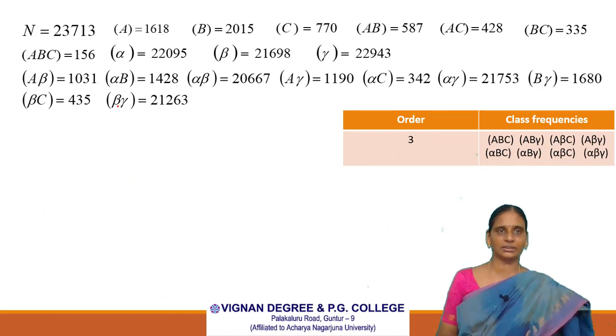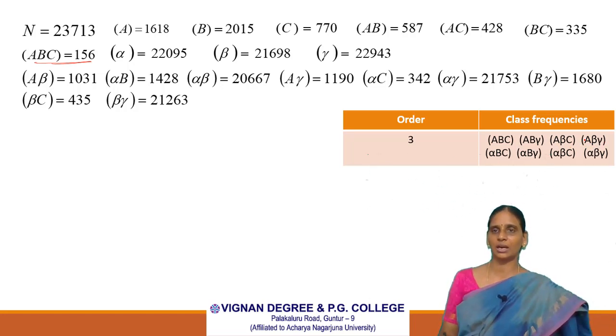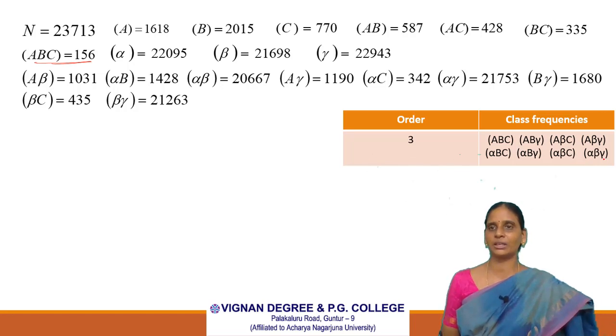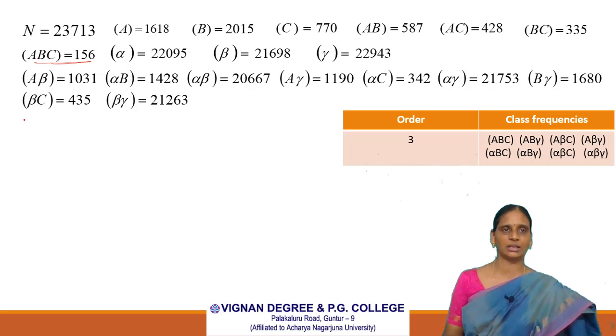Coming to the third order, we are given only one class frequency in the given problem, that is frequency of ABC, and the remaining 7 class frequencies, that is frequency of ABγ, frequency of AβC, frequency of Aβγ, and next one is frequency of αBC, frequency of αBγ, frequency of αβC, and frequency of αβγ. We have calculated these 7 class frequencies in this slide.